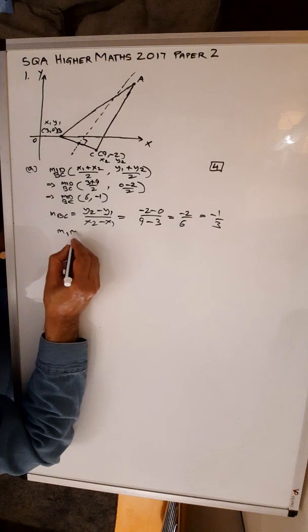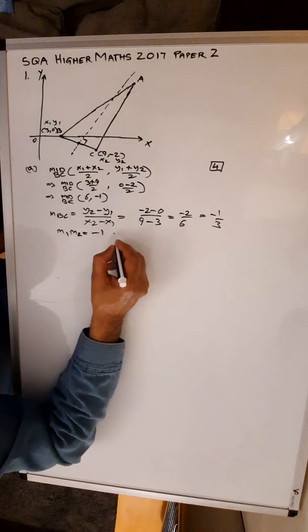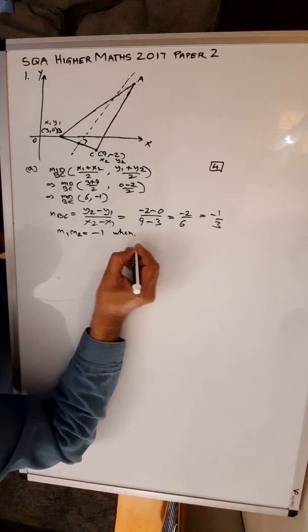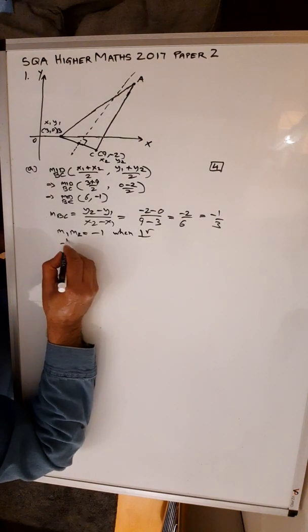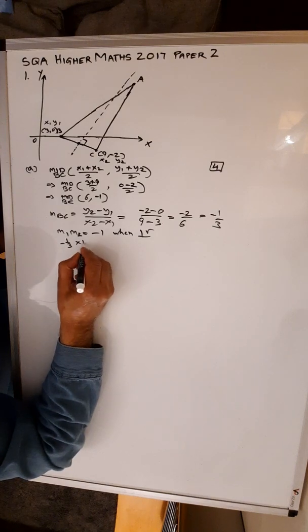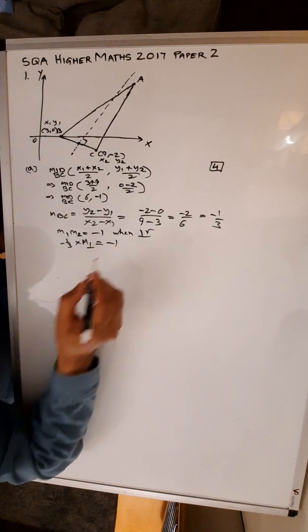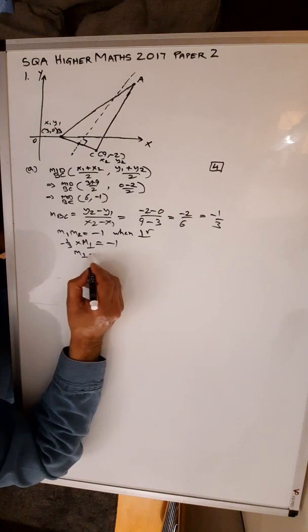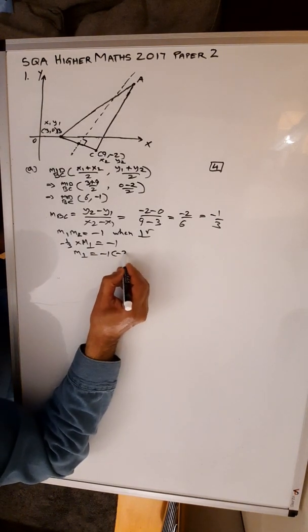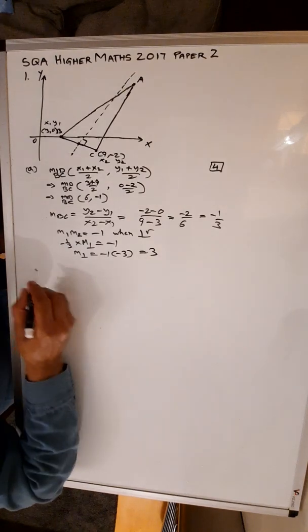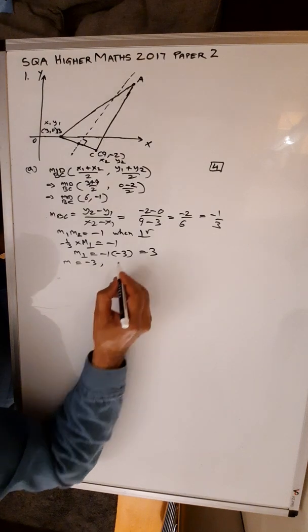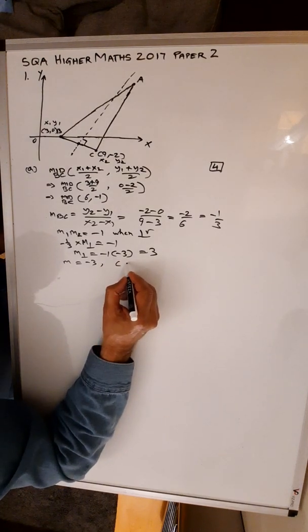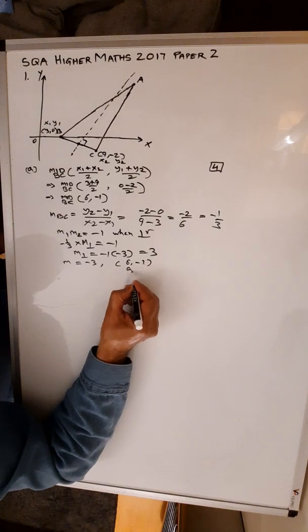So you're looking for the perpendicular gradient. m1 times m2 is equal to minus 1 when two lines are perpendicular. You know that this gradient is minus 1/3 times the perpendicular gradient is minus 1. So the gradient of the perpendicular is minus 1 times minus 3, which just gives you 3. So now you've got the gradient 3 and you've got the point (6, -1).